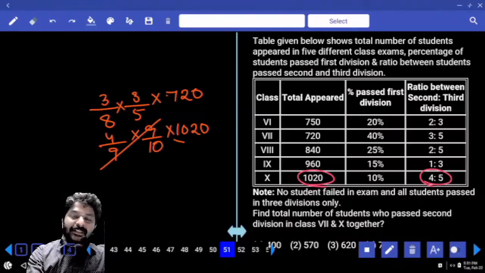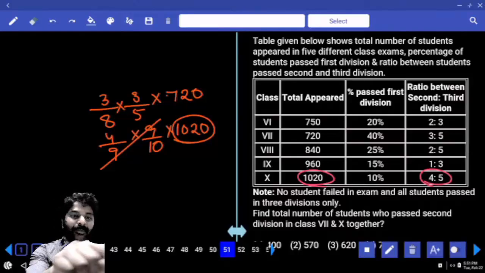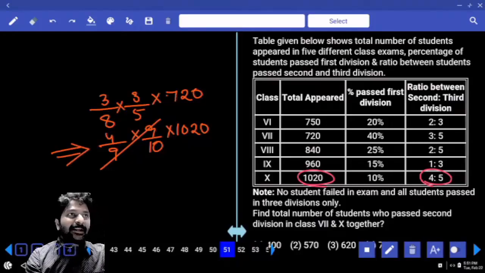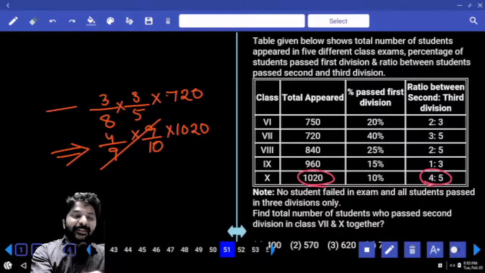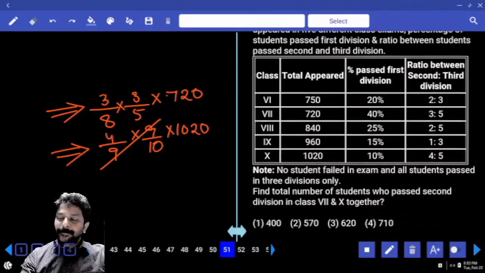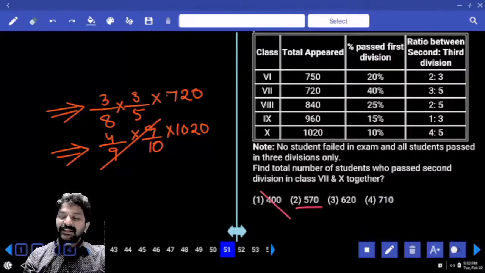Now 1020, is this a 3 multiple? In the denominator, do you have any 3 multiples? So the second number, the 10th class people, is a 3 multiple. And 7th class students are also a 3 multiple, right? Come on. The sum of those two numbers also must be a 3 multiple. Can it be the first option? Second, third, fourth, second is final.